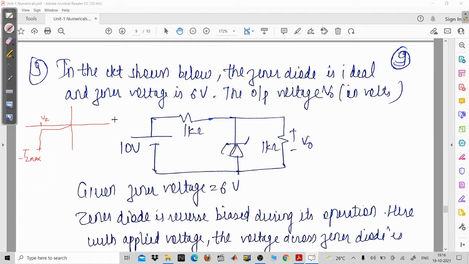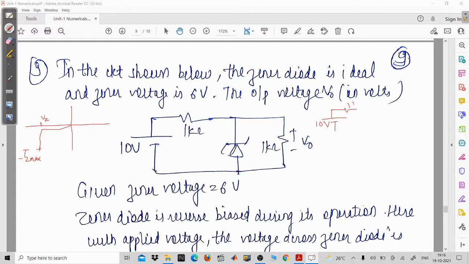So now in this question, what is given? Zener voltage is 6 volt. Now a simple circuit is there. You have the input voltage of 10 volt, then a 1 kilo ohm resistance and another 1 kilo ohm resistance. Now you will have to find the output voltage. So you can simply apply Kirchhoff's voltage law in the outer loop. Now in this case, you will have to check the state of the Zener diode, whether it is in the breakdown region or in the normal region.